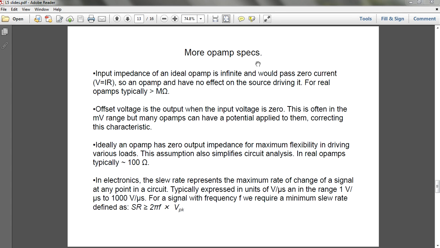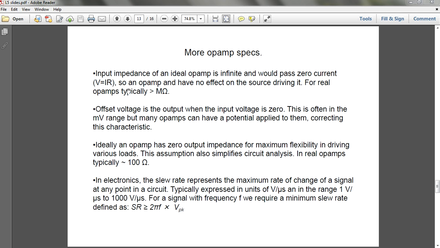Now there are more op-amp specs. There is an op-amp specification that I didn't actually talk about, so I decided to continue with it. If you remember, this is the rule 1 of my op-amp, stating that there is no current. That means there is no current flowing through the op-amp. If you remember, there will be no current flowing through the op-amp.